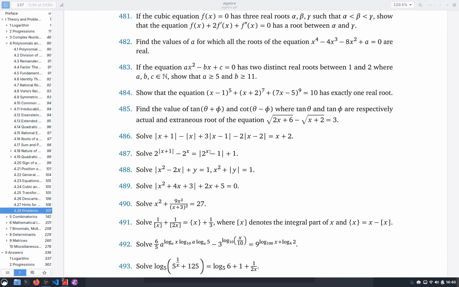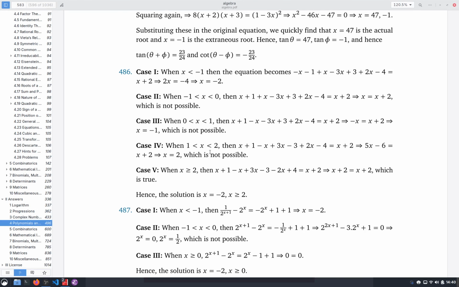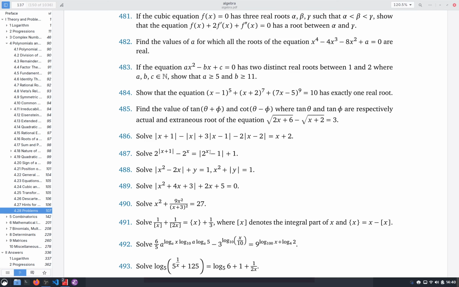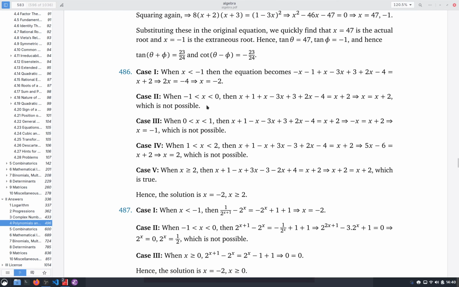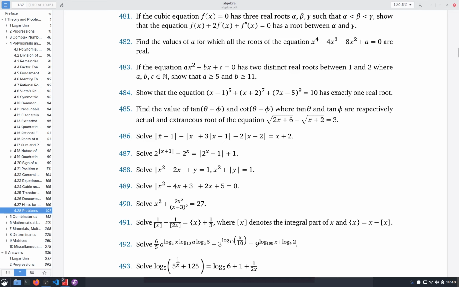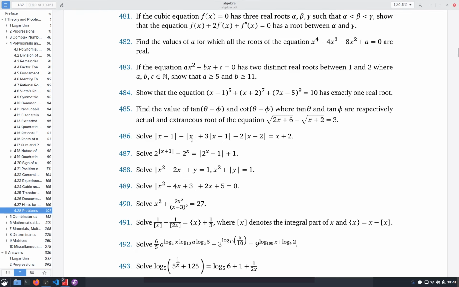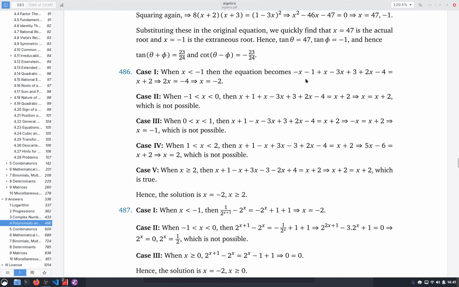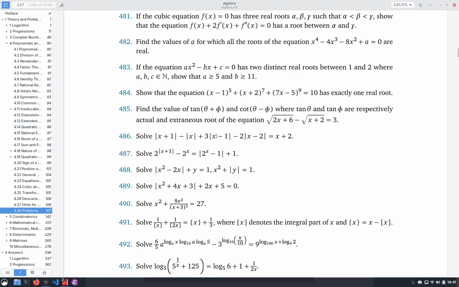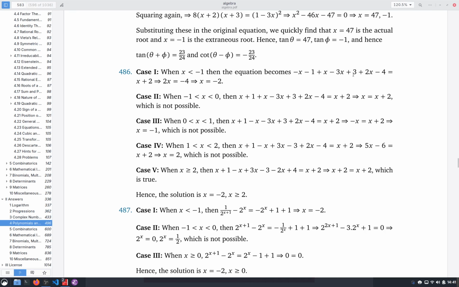Hang on, if x is less than -1, all right, so this will be negative. x should also be negative, right? So negative times negative becomes positive, and this x - 1 should be negative, so this should remain negative, and this becomes -3x + 3, and then we have 2x - 4 is equal to x + 2.